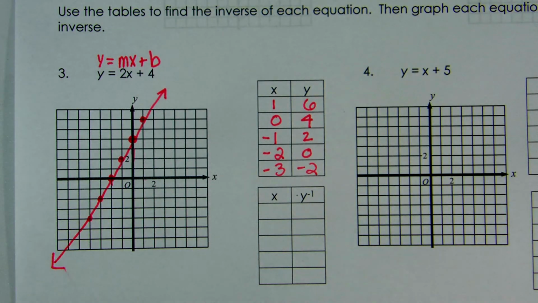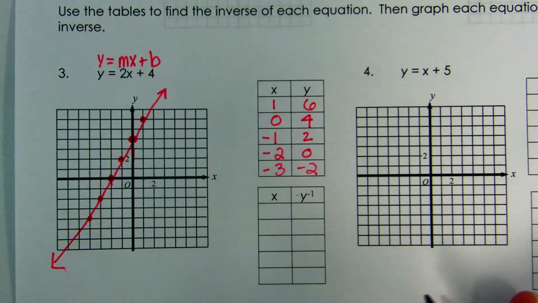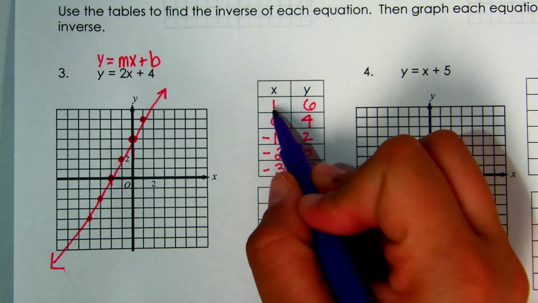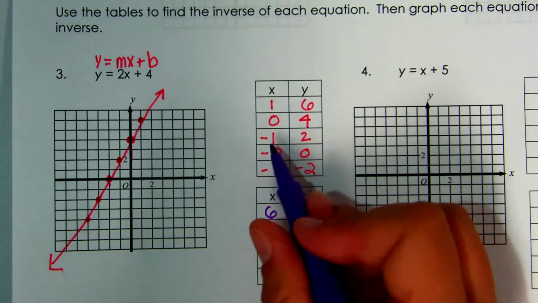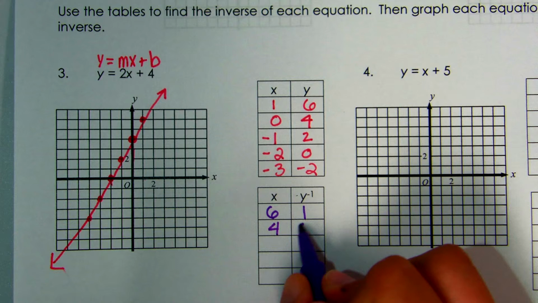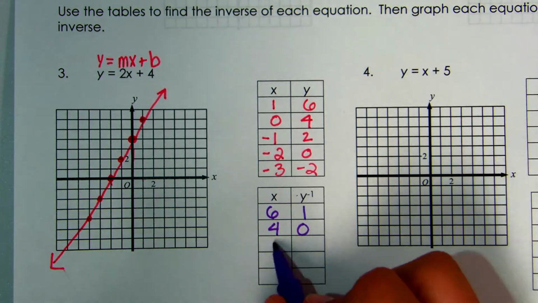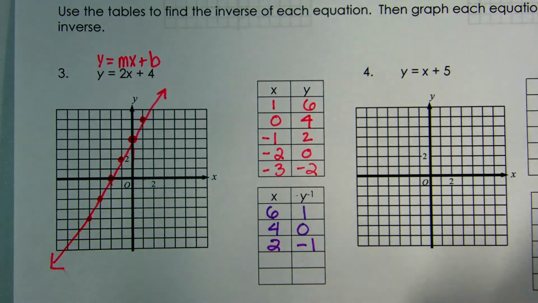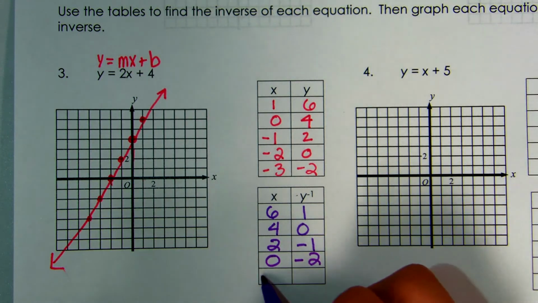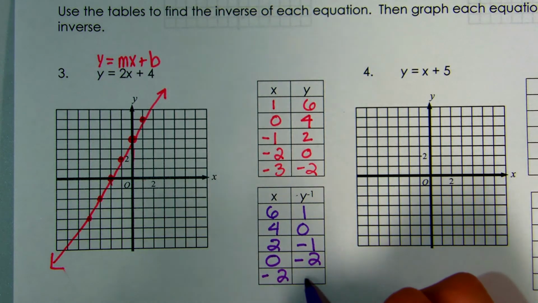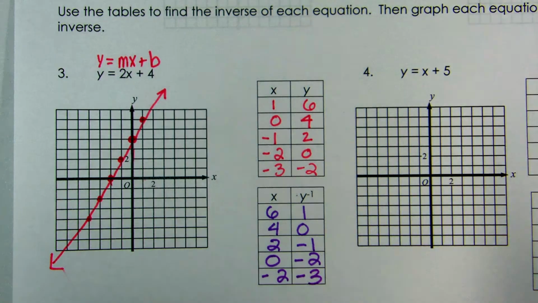To find the inverse, I simply switch x and y just like I was doing for numbers 1 and number 2. 1, 6 becomes 6, 1. 0, 4 becomes 4, 0. -1, 2 becomes 2, -1. -2, 0 becomes 0, -2. And -3, -2 becomes -2, -3.